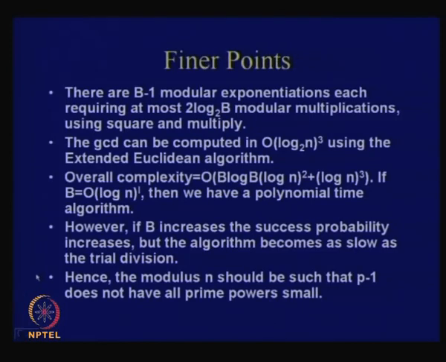So, if you want to implement or choose RSA parameters, then this is also another criterion that we should keep in mind, that is p minus 1 should not have all prime powers which are small, it should have at least one large prime power, right. So, that is the observation that we obtained from the Pollard p minus 1 algorithm. Okay, that is the lesson we learned from the p minus 1 algorithm. So, this is the description of the Pollard p minus 1 algorithm.